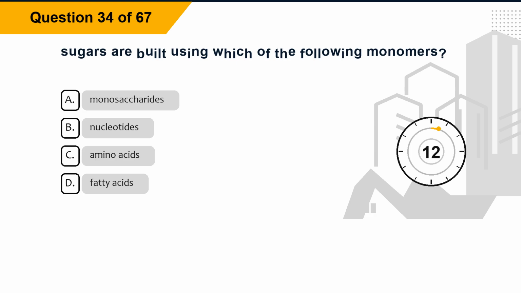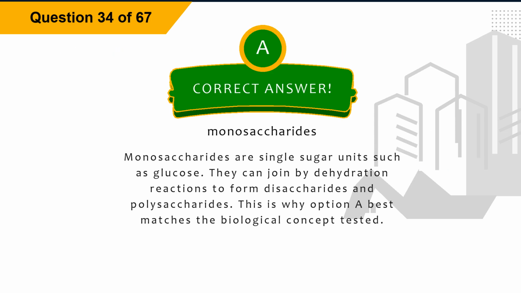Question 34. Sugars are built using which of the following monomers? Option A, monosaccharides. Option B, nucleotides. Option C, amino acids. Option D, fatty acids. The correct answer is option A, monosaccharides. Explanation: monosaccharides are single sugar units such as glucose. They can join by dehydration reactions to form disaccharides and polysaccharides. This is why option A best matches the biological concept tested.